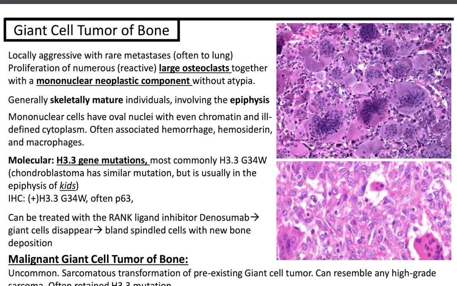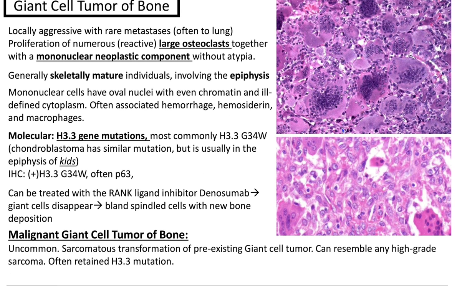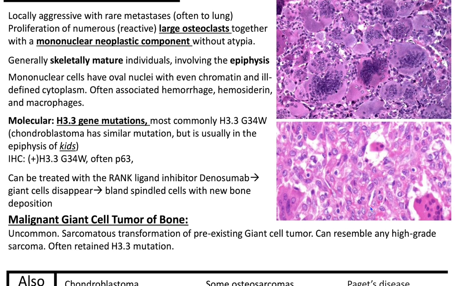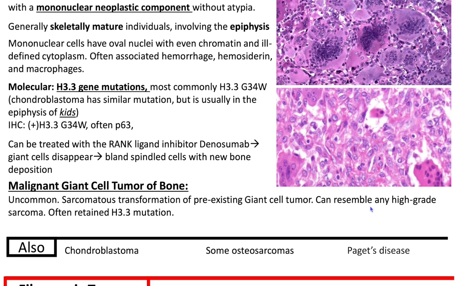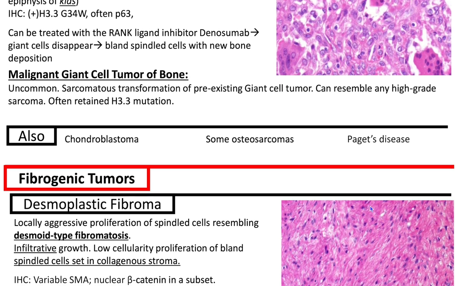These are generally in skeletally mature, older individuals, involving the epiphysis. And molecularly, it's going to have an H3.3 gene mutation. And chondroblastoma has similar mutations. And it can be treated with denosumab, which is a RANK ligand inhibitor. And the giant cells will disappear, leaving bland spindle cells with new bone deposition. And then you can have a malignant giant cell tumor of the bone, which is uncommon. Also, some other entities include chondroblastomas, some osteosarcomas, and Paget's disease.